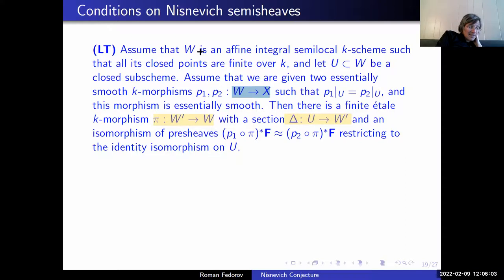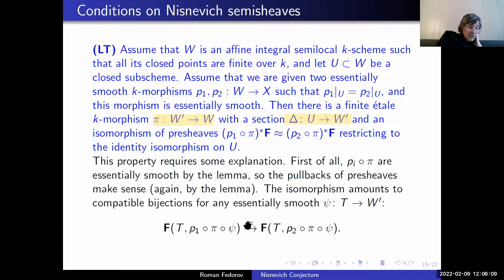Now, what does it mean in down to earth terms? So in down to earth terms, it means that if you have any third morphism from T to W prime, which is also required to be essentially smooth, then in principle, you have two different sets, because T has two different structures of X scheme. And you have to be given a bijection between these two sets. And moreover, this bijection has to be somehow restricting to the identity over U in the following sense.